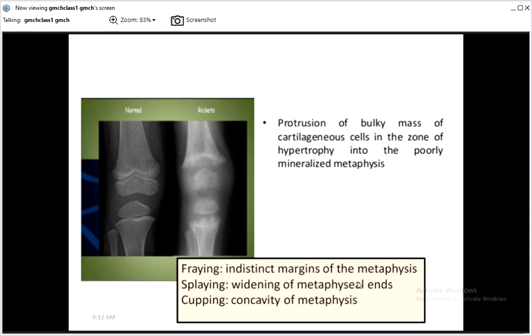What is splaying? Splaying stands for widening of the metaphyseal ends. Now this is not the widening side by side. The widening is of this space, this space. So this is the widening. And cupping, that you can very well make out. Cupping is very easy: the lower end of the metaphysis is cupped. So these are the three features which are specific for rickets.